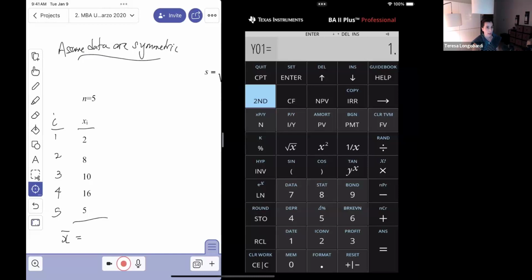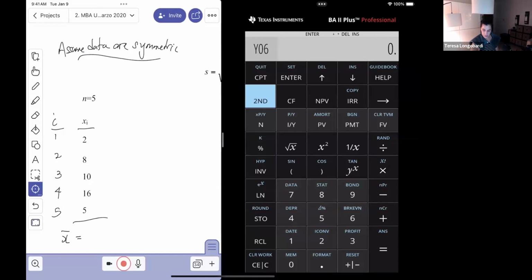Now it says Y. I don't have a second set of data right now. We're going to work on that when we get into Unit 3. Right now, we just have one set of data. So I just scroll past that. I ignore that. Then I put in the second observation, 8. Enter and scroll down again. The third observation I put in is 10. Enter, scroll down. And then 16. Enter, scroll down. And 5. Enter, scroll down.